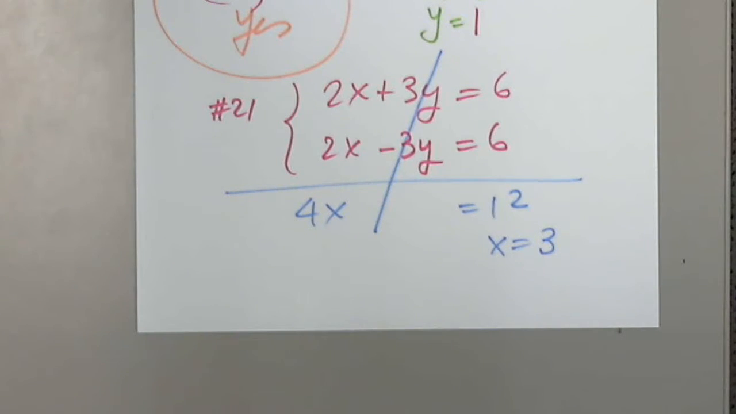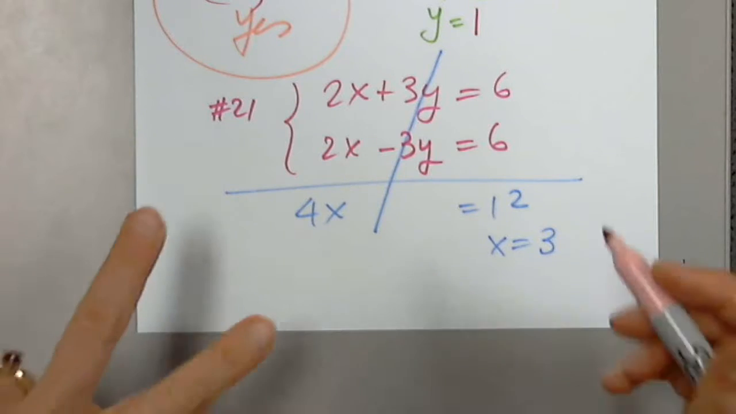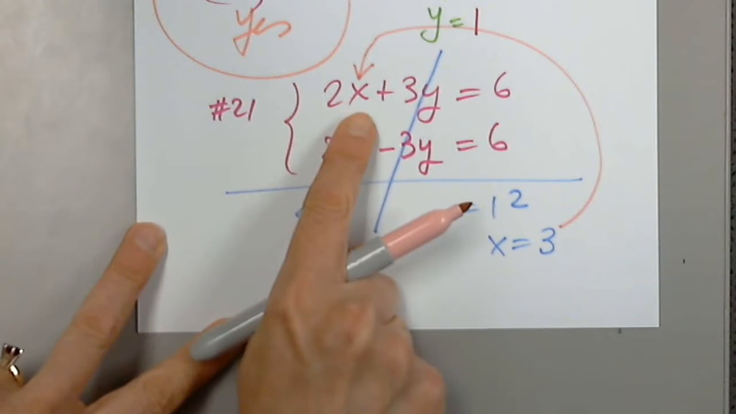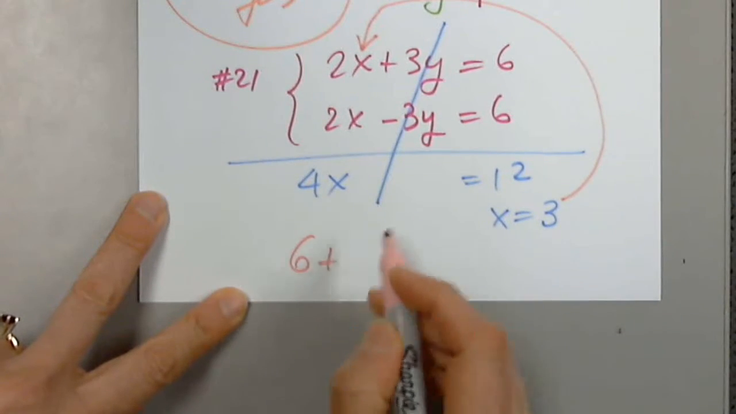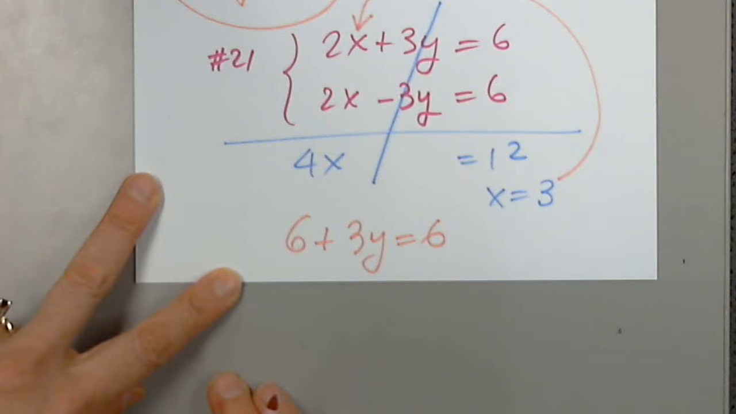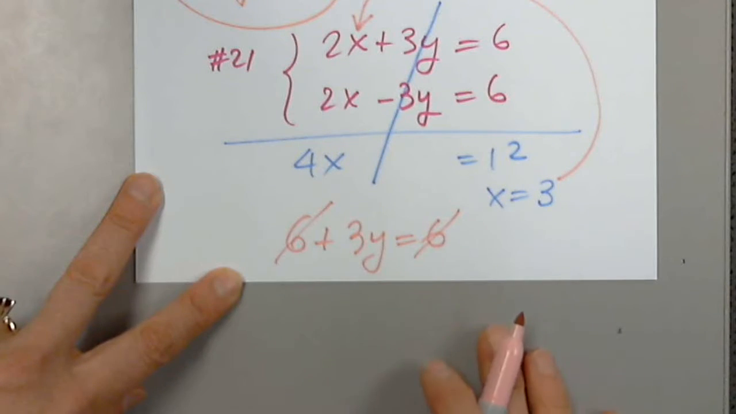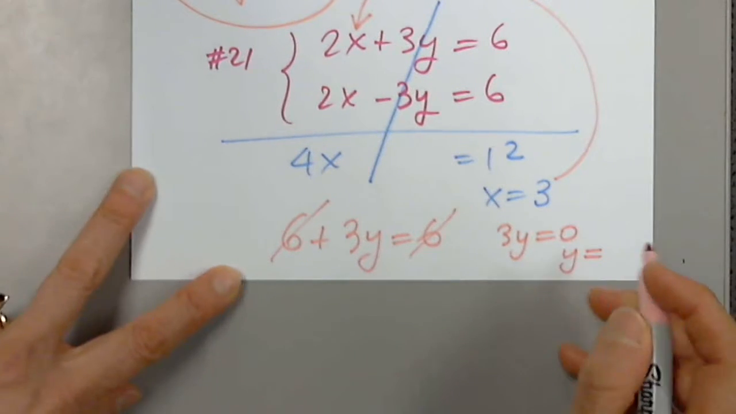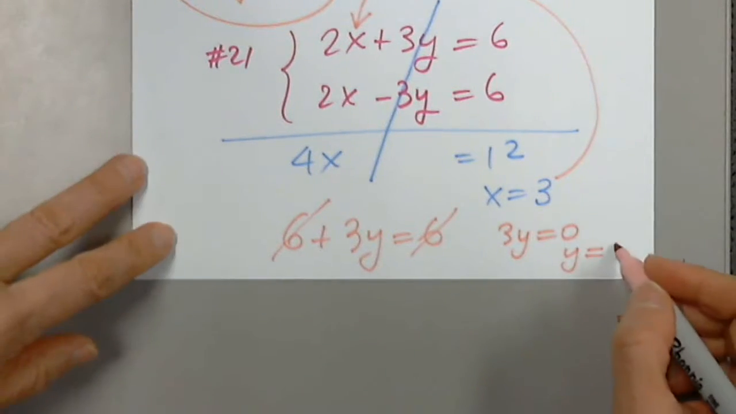Now this is good, but it's not good enough because I have to find the other variable. It doesn't matter which equation I go back to. So if I go back here, I have 2 times 3, which is 6, plus 3y equals 6. 6 and 6 go away. So then 3y equals 0. How much is y? Of course, 0.